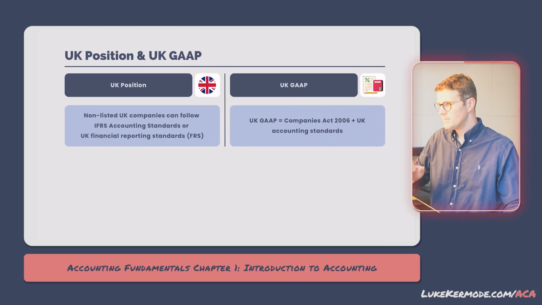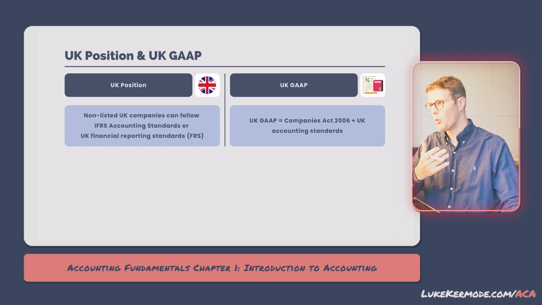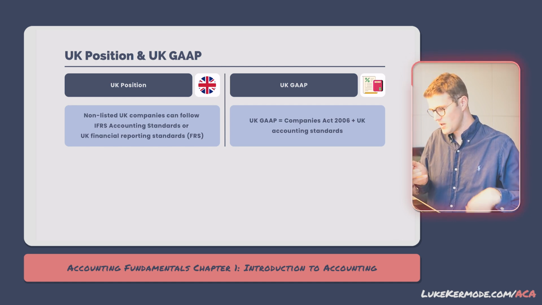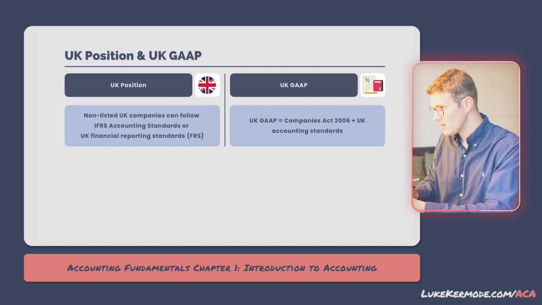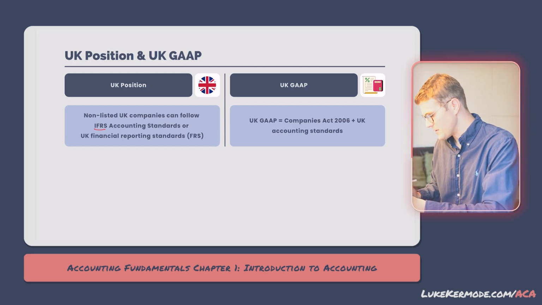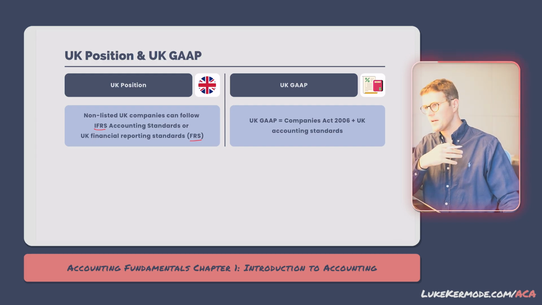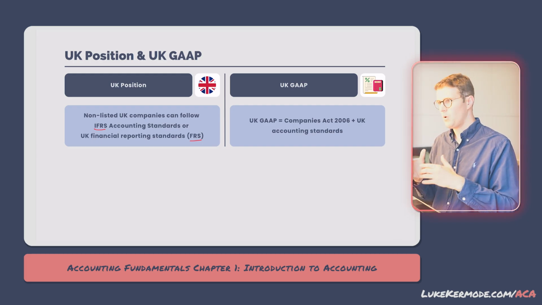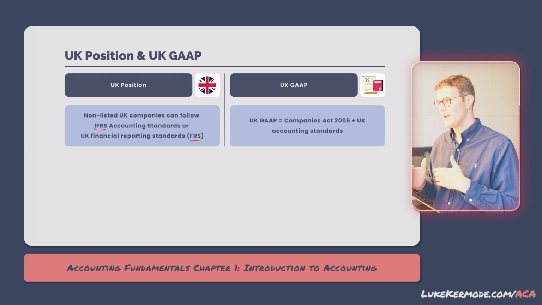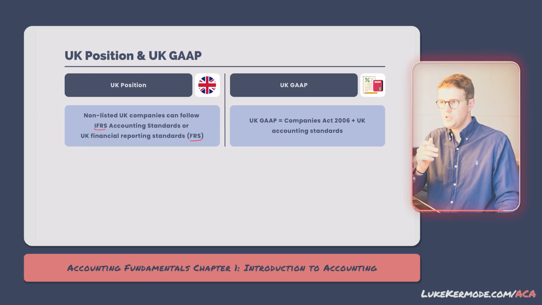In the UK, unlisted companies have two main choices for their financial reporting framework. They can either adopt IFRS standards or they can follow UK reporting standards known as FRS. When we refer to UK GAAP in this context, we're talking about a combination of the Companies Act and UK accounting standards, the most important of which is FRS 102.